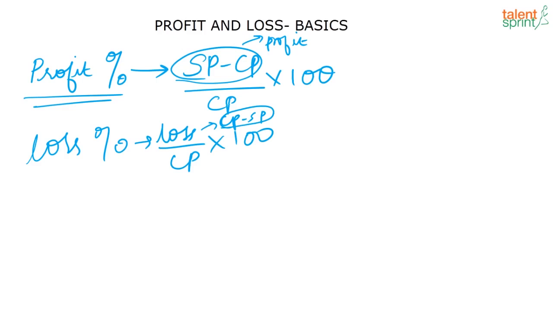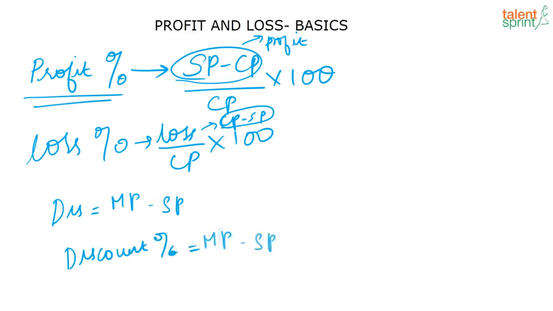Now similarly, discount percentage, correct? We know what is discount. Discount is equal to marked price minus the selling price. And remember, I told you discount is always calculated in terms of the marked price. So what is discount percentage? Discount percentage is nothing but the discount that you get, marked price minus the selling price, divided by the marked price into 100. Okay, remember discount is always calculated in terms of the marked price. So these basic formulas you should know.